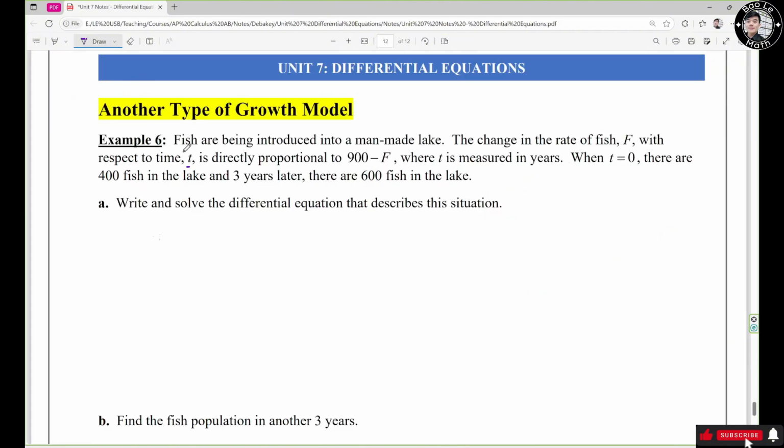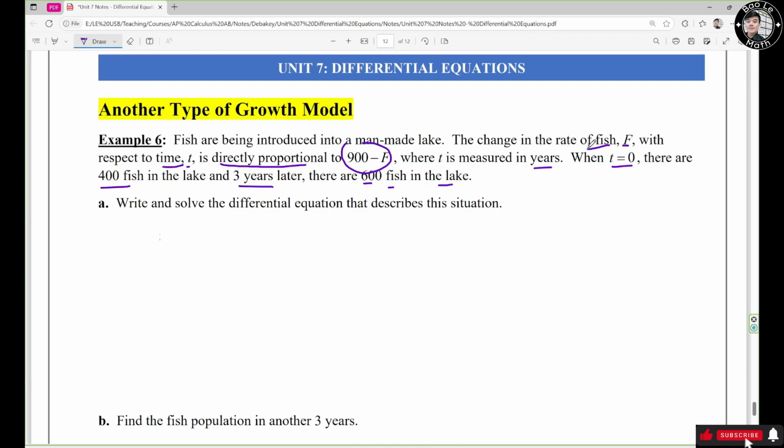Now let's move on to example number 6. Fish are being introduced into a man-made lake. The change in the rate of fish f with respect to time t is directly proportional to 900 minus f, where t is measured in years. When t equals 0, there are 400 fish in the lake, and 3 years later, there are 600 fish in the lake. Alright, now we need to summarize the problem.